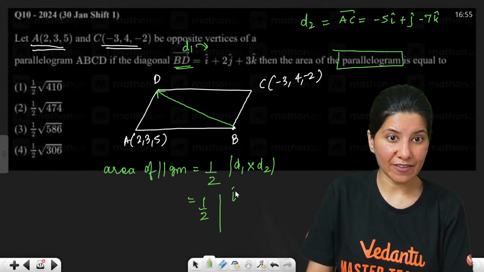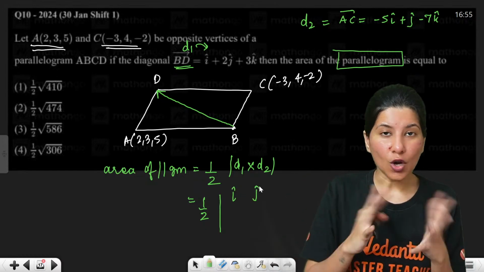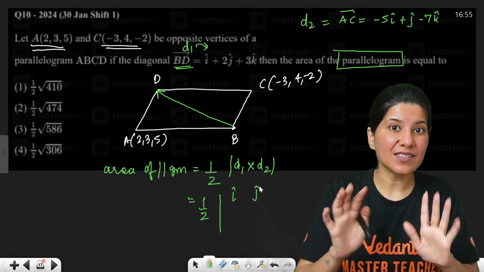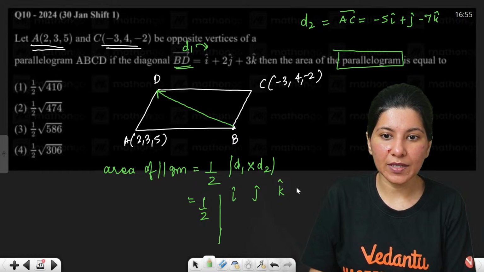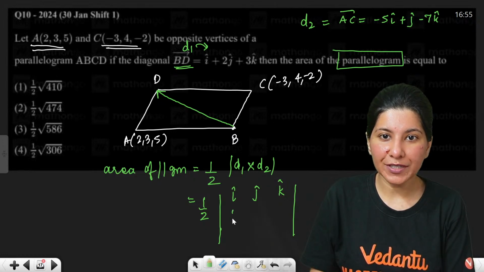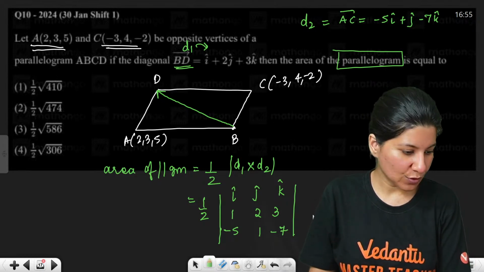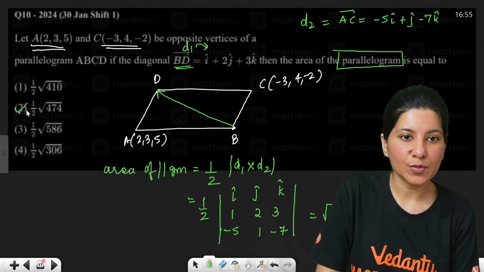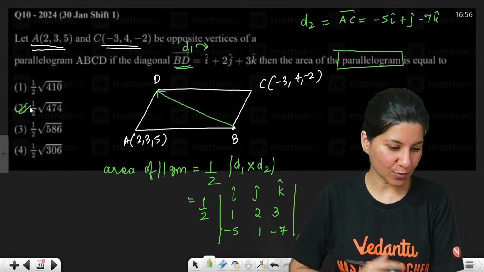Let's not forget the half, because for the area of a parallelogram, two formulas are there. The cross product of two adjacent sides is just A cross B, but in terms of diagonals, there is a half in the formula. Okay, i, j, k. d1 you already have, 1, 2, 3. d2 is minus 5, 1 and minus 7. If you solve it, you are going to get root 474 by 2, so option B will match. I am not going to solve it right here. Just take the cross product, find the magnitude, and you will get option B.